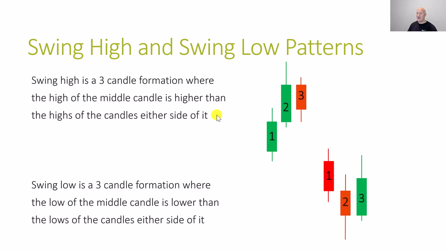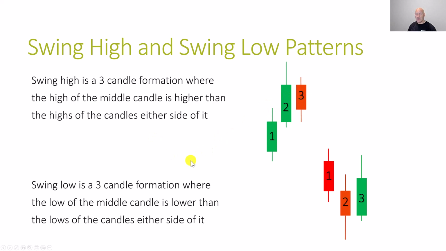And so we have both a swing high and a swing low pattern. Both are 3-candle formations, but a swing high is when the high of the center candle is higher than the 2 highs of the candles either side of it. You can see we've got 1, 2, 3 candles, and the high of that second candle is higher than both the high of the first candle and the high of the third candle.